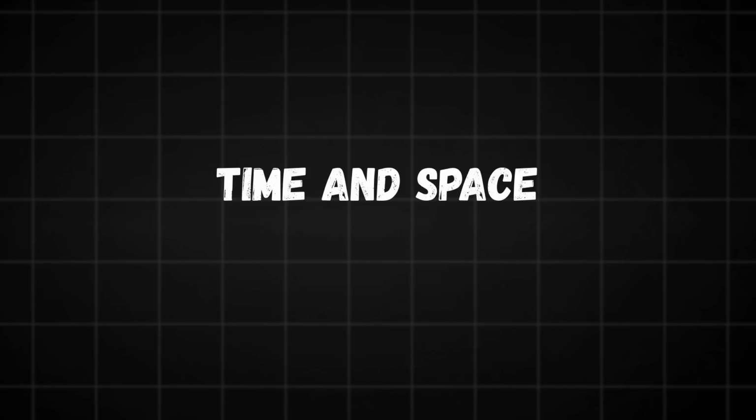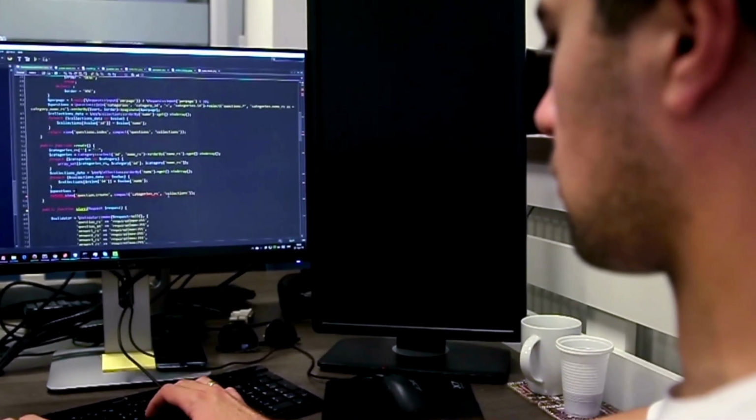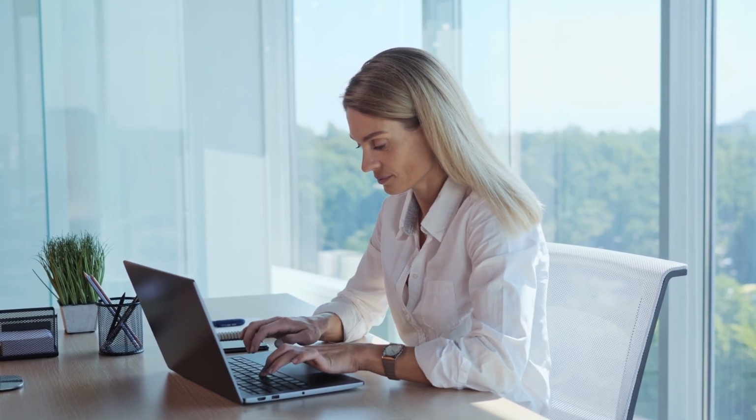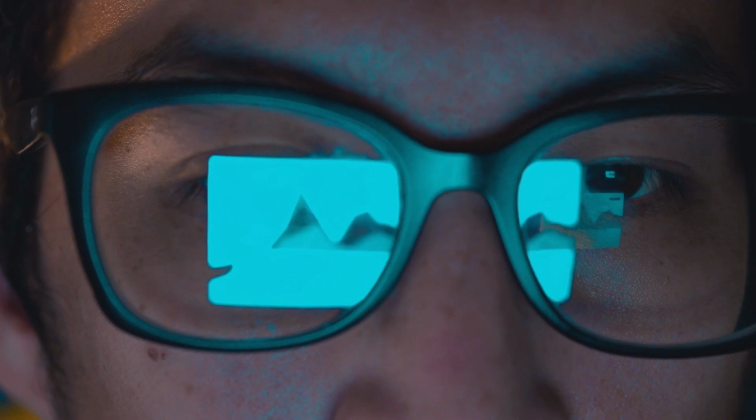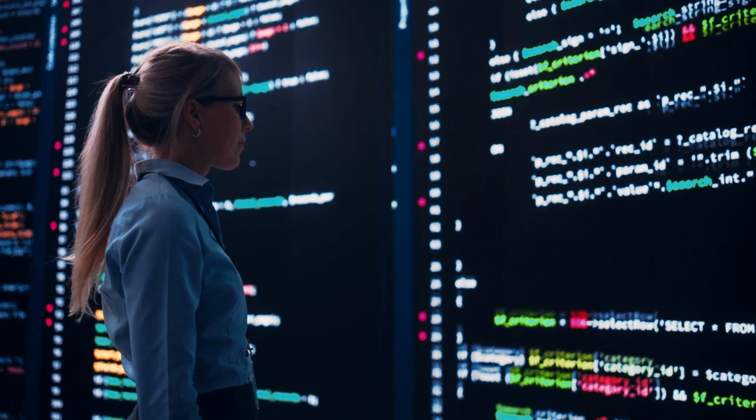And very important, after solving a problem, always calculate the time and space complexity. This builds the habit of analyzing code like a professional. And over time, you will notice your brain automatically starts thinking about efficiency the moment you see a problem. And that's the mindset of a strong problem solver.